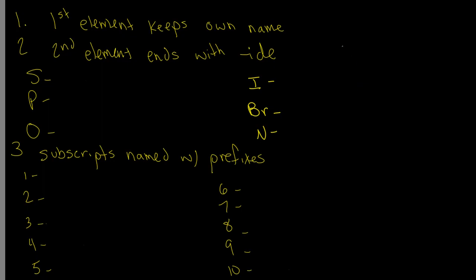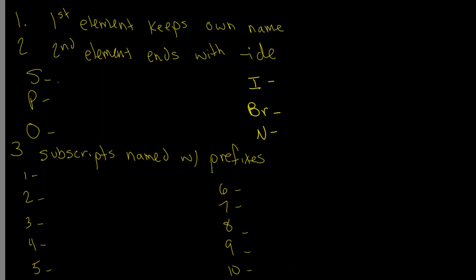So if you see CO2, C is carbon, so carbon will remain carbon. It might get a prefix if there's a subscript on it, but for the most part, it's going to keep its own name. The second element changes to IDE on the ending.